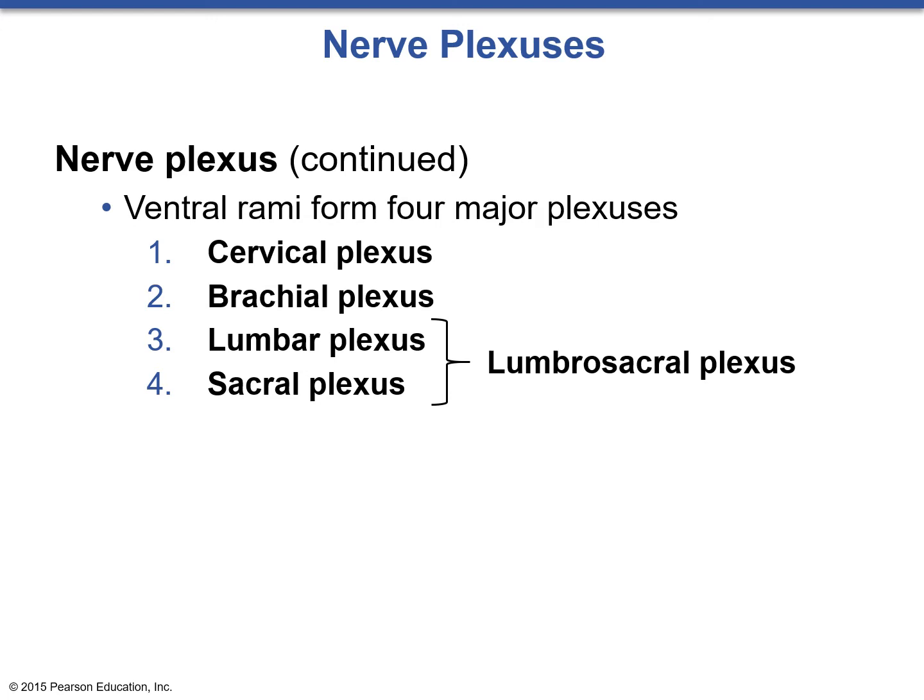Now, there are 4 major plexuses, and we typically combine the last 2 plexuses together. They are the cervical plexus, which is going to be in the neck and upper head, the brachial plexus, which would extend down the arms and through the shoulder region, and the lumbar and sacral plexuses, referred to commonly as the lumbosacral plexus. And this is going to innervate a lot of the lower body and hip regions.